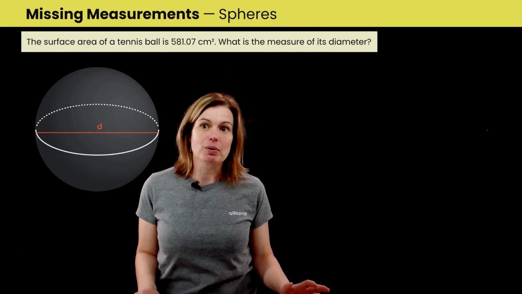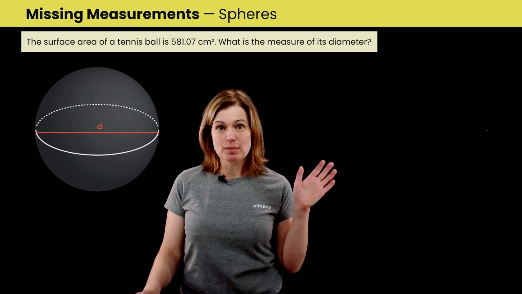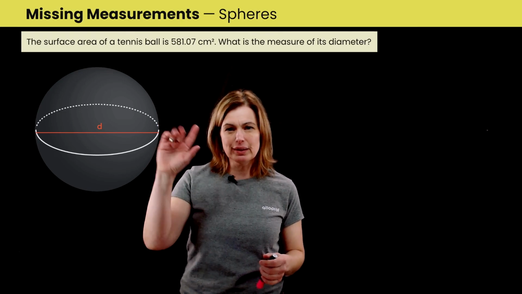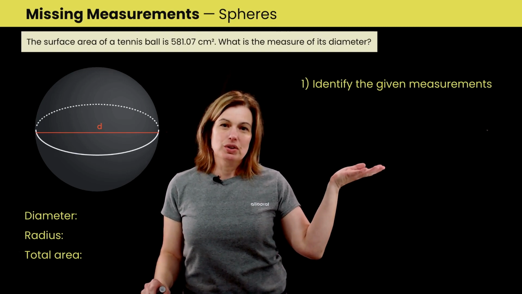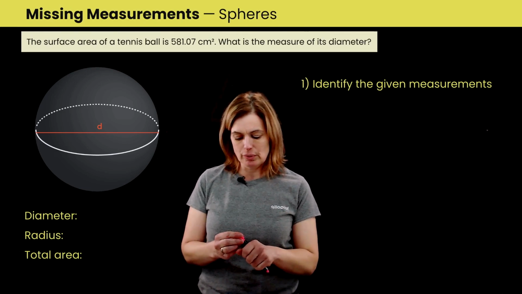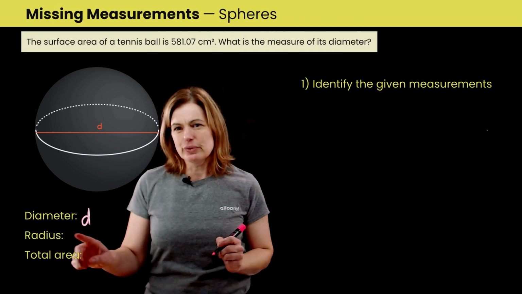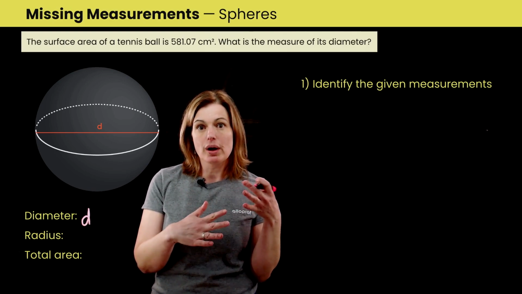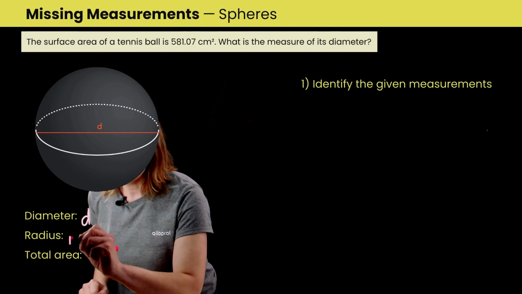Okay, so for our fifth example, we're going to look at a tennis ball here, whose surface area is 581.07 centimeters squared. What is the measure of its diameter? So you see our tennis ball right here, and you can see clearly the diameter shown by the red line. First, we're going to do the identification of the given measurements. So diameter, we don't know what that is. So I'm going to leave it as D because that's what the problem uses, and that's what we typically use. Now you'll notice I have a space for radius because you may recall that the formulas for sphere require the radius. We, of course, don't know the diameter, so we don't know the radius either here. So we're going to leave this as R.